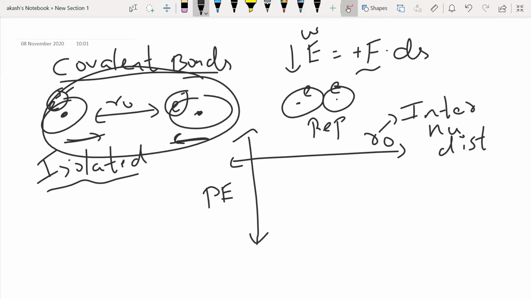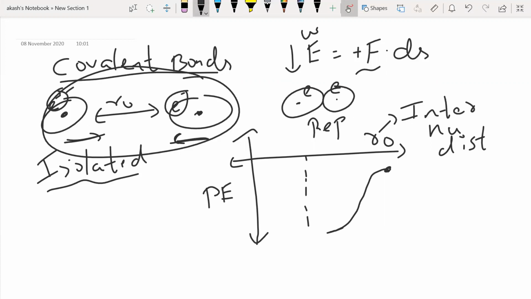Say when the internuclear distance is very, very large, obviously no attractive force, no repulsive force, the potential energy will be really, really high. So what is going to happen is now I'm going to put them in a position where the attractive forces just start to exist. So the potential energy will keep on decreasing.